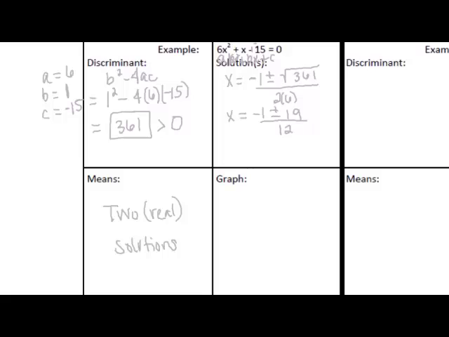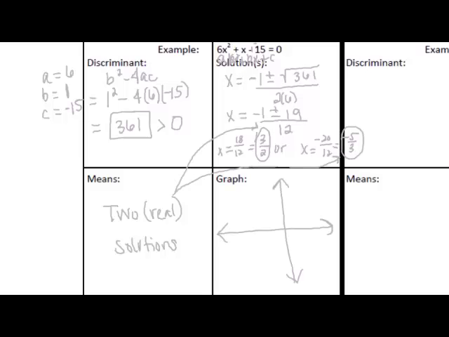So we have negative 1 plus 19, which is positive 18 over 12. 18 twelfths is equal to 3 halves. Or we have negative 1 minus 19, which is negative 20, again over 12, which can simplify to negative 5/3. So our two real solutions are 3 halves and negative 5/3.